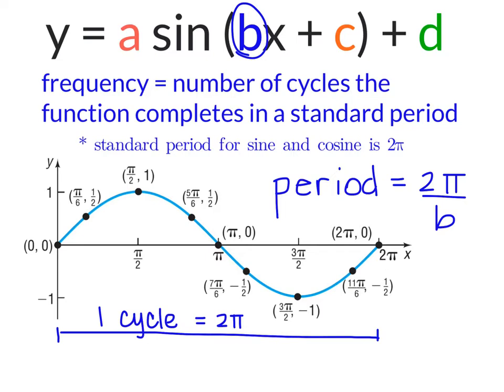So the way that we figure out what the actual period of that function is going to be, if that number b is different, I take the standard period, which is 2 pi for sine and cosine, and I divide it by that b value. So that's going to tell me what the period actually is. So that means how long that actual cycle is. So again, if that b value is anything other than 1, you need to do 2 pi over b to figure out the actual period.